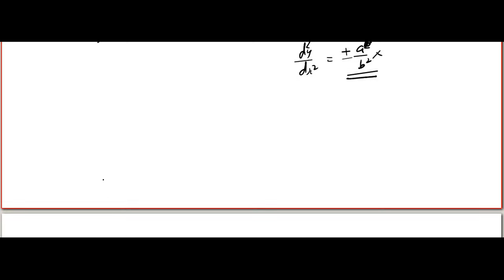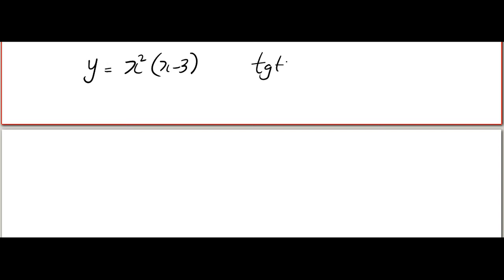Okay. Now the last question of this group, please write. Find the radius of curvature of the curve y is equal to x square times x minus 3, whenever the tangent becomes parallel to the x-axis. So we are asked to find the radius of curvature whenever the tangent becomes parallel to the x-axis.